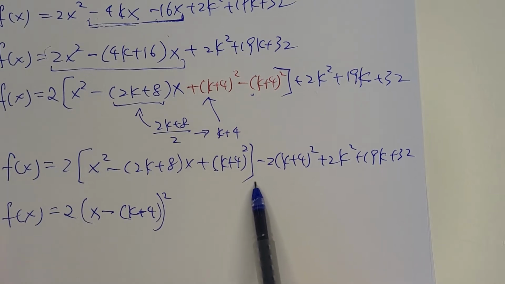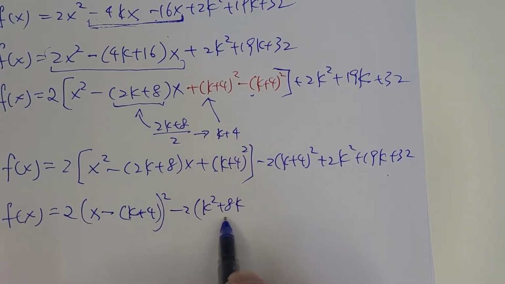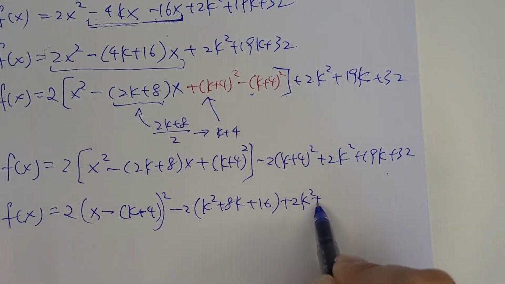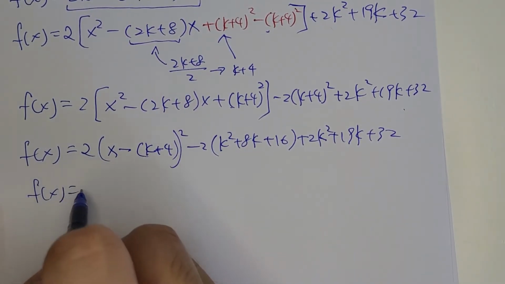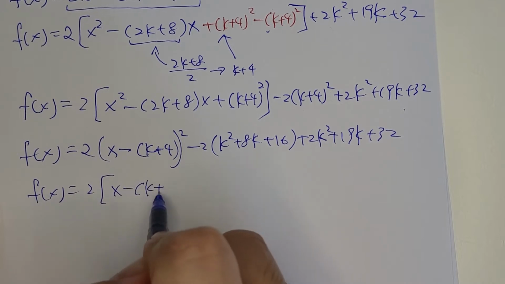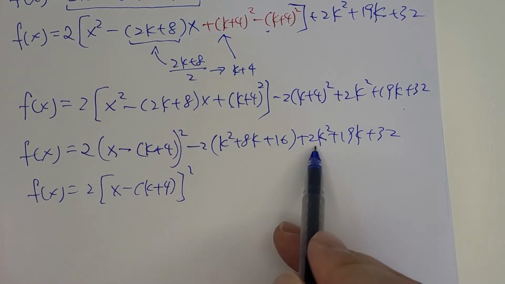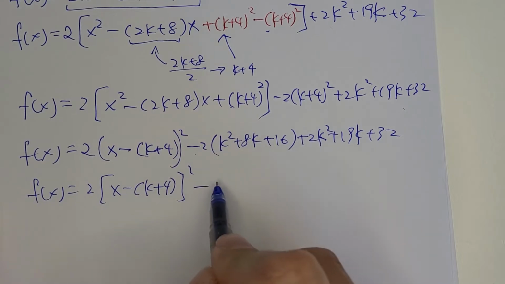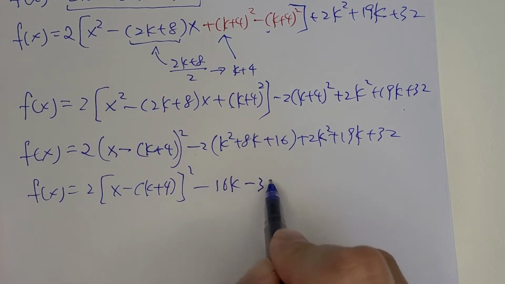And next you need to simplify the terms behind. So that is negative 2 bracket. Simplify the square term first, that is k squared plus 8k. Do not miss this one. Plus 16, plus 2k squared plus 19k plus 32. So f(x) can be written as (x minus (k plus 4)) all squared minus 2k squared plus 2k squared cancel. Negative 2 times 8k, negative 16k. Negative 2 times 16, negative 32.